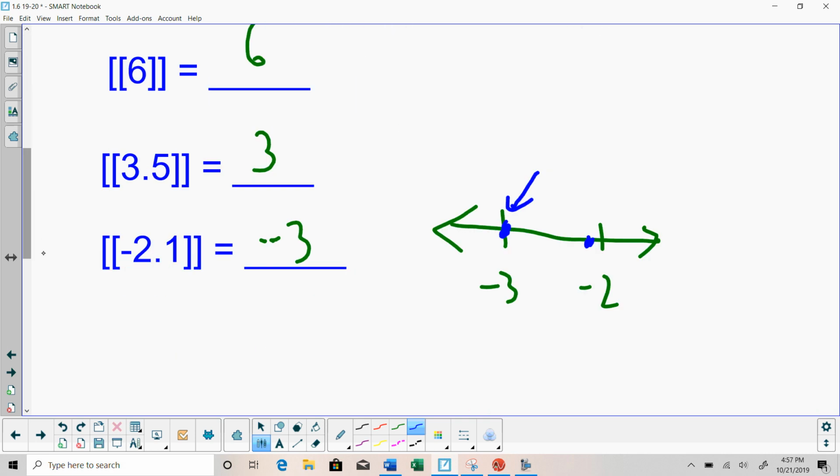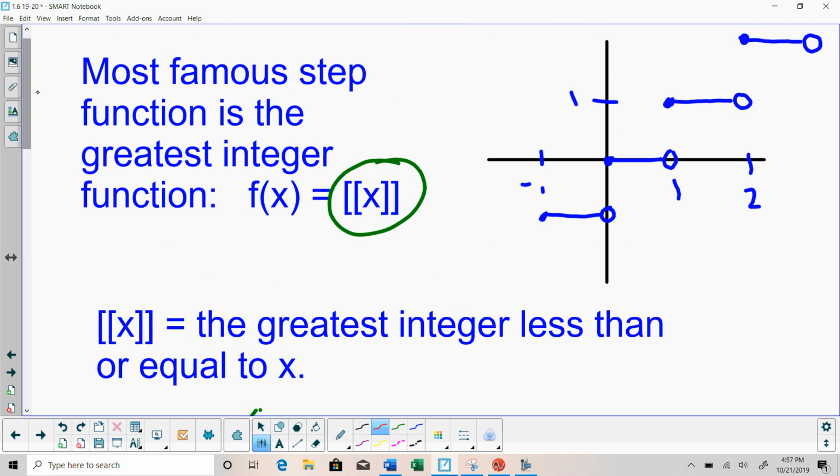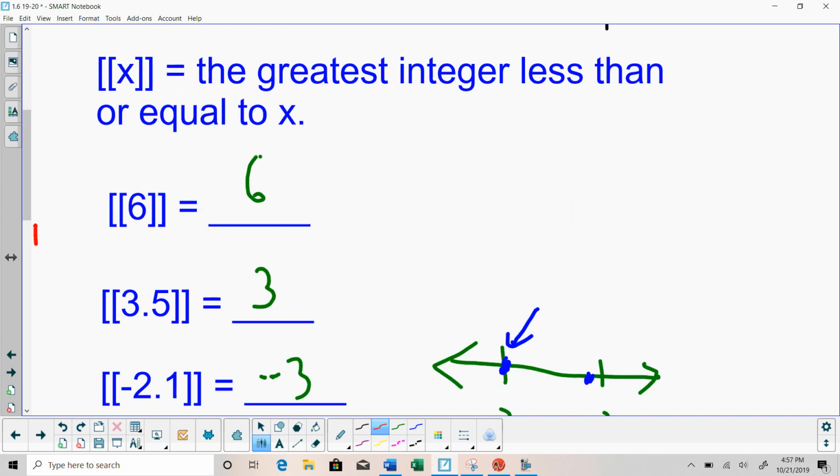So that means that the domain is going to be all real numbers, negative infinity to positive infinity. The range is going to be all integers, the set of all integers. The intercepts, if we look at the intercepts on our little graph, I think we see that the y-intercept is right here at (0, 0). So the y-intercept is 0. You write that down.